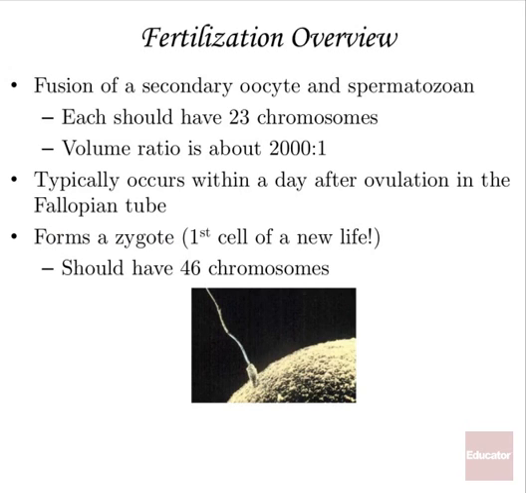Zygote is the term for the first cell of a new life. And that zygote should have 46 chromosomes if all is well. And here's an older micrograph of the surface of an egg cell and a sperm.